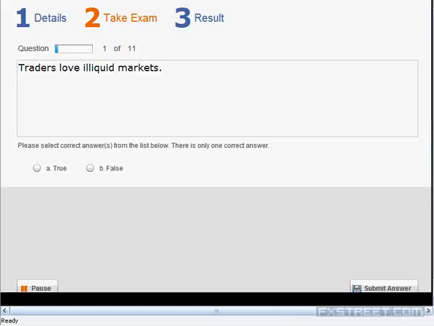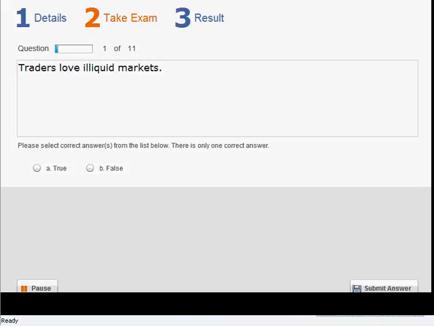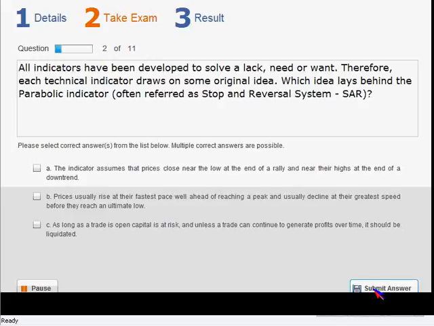This is a very short quiz that we are going to do together. We have 11 questions. Can you see the question? This one says traders love illiquid markets, true or false. If you would be so kind and type your answer, then I will choose the answer that most of you type, so that we can do this exam together. We have here a couple of false. All right, I click false, and let's submit the question.